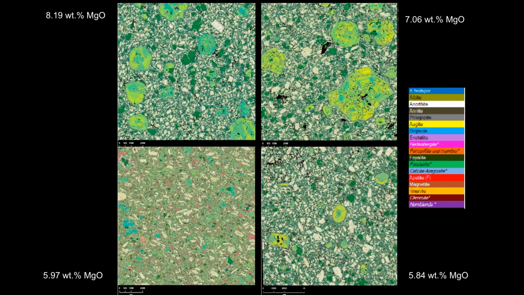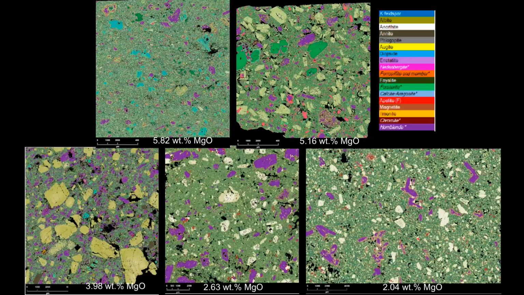Intermediate samples also show some phenocrysts of clinopyroxene and olivine. However, olivines are significantly smaller. Also, some sector zoning in clinopyroxenes. Hornblende becomes abundant at about 6% magnesium content of the whole rock. Plagioclase and potassium feldspar were present in all the samples, and their abundance changes only a little with fractionation.